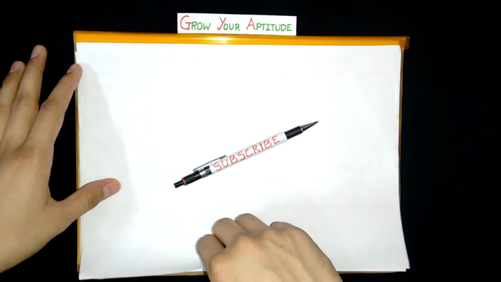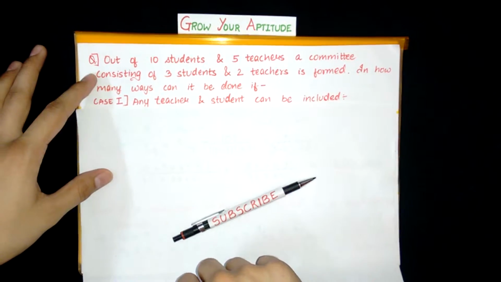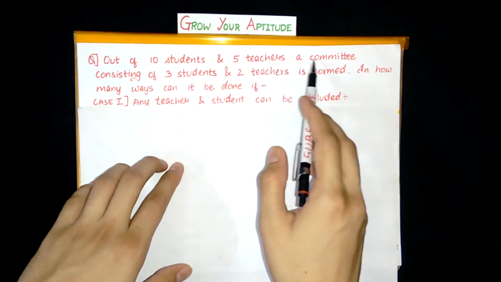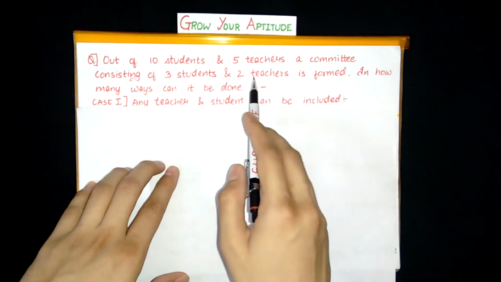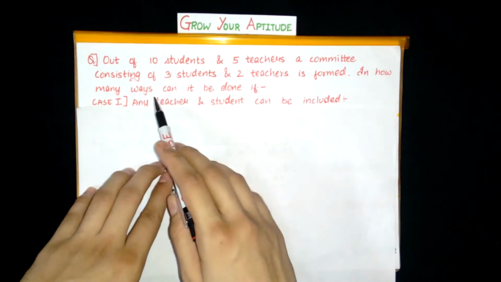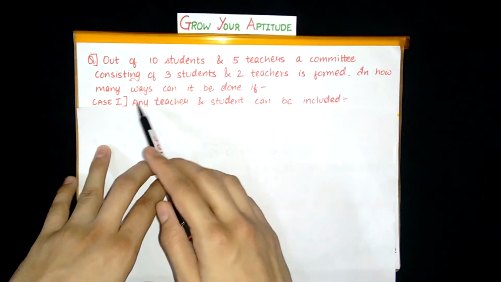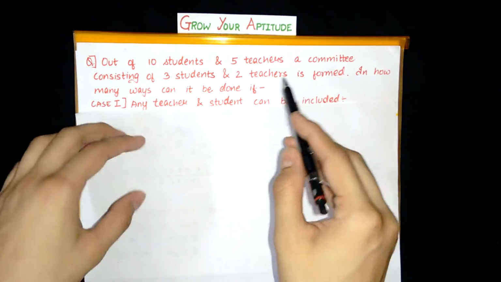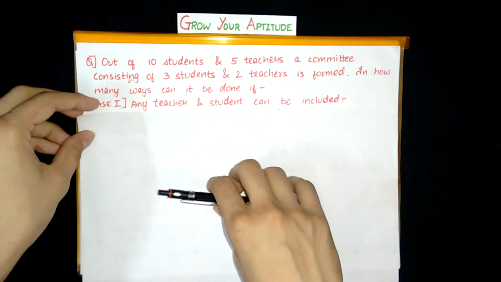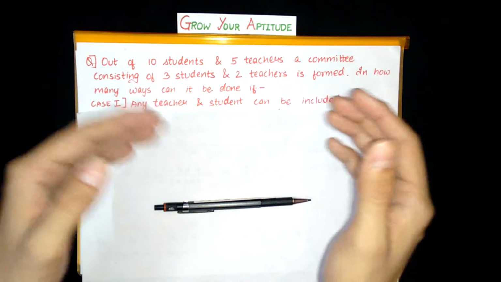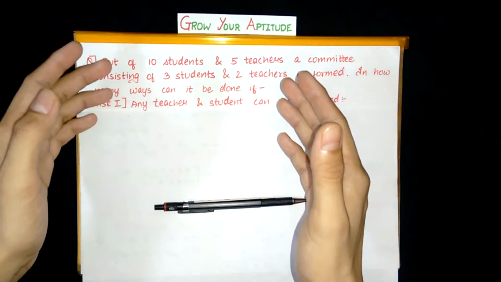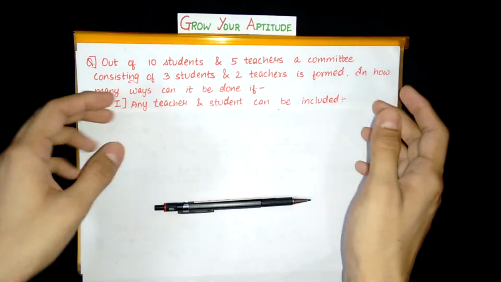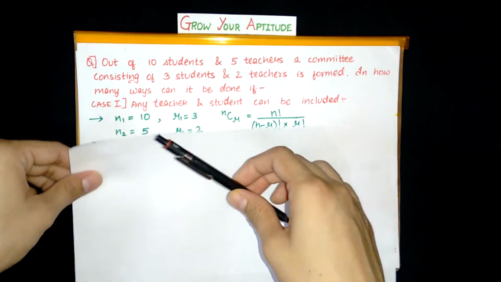So let's get started by taking a question, and the question is, out of 10 students and 5 teachers, a committee consisting of 3 students and 2 teachers is formed. In how many ways can it be done if, here is case 1, any teacher and student can be included. So case 1 says that there is no condition, we can select any teacher and student out of the total given students and teachers to form a committee of 3 students and 2 teachers. So let's see how this can be done.